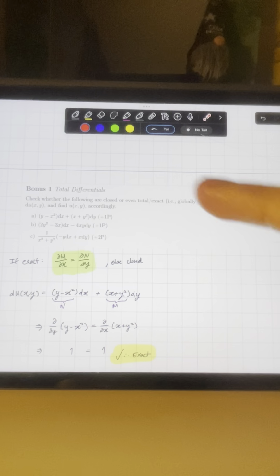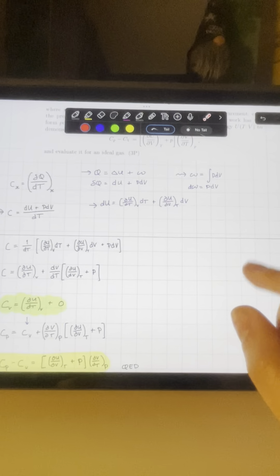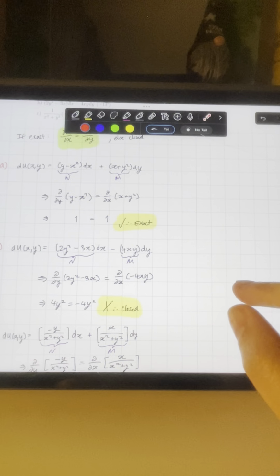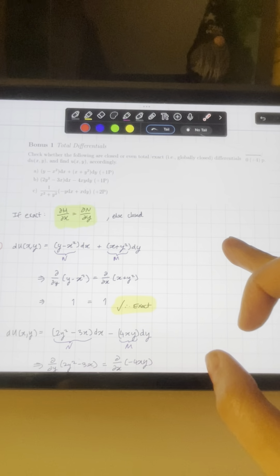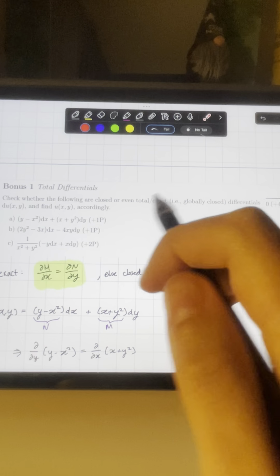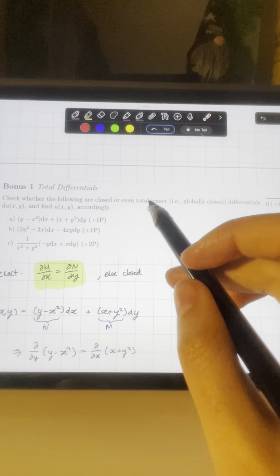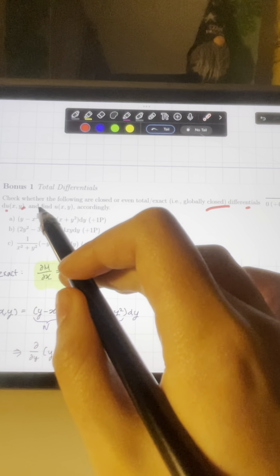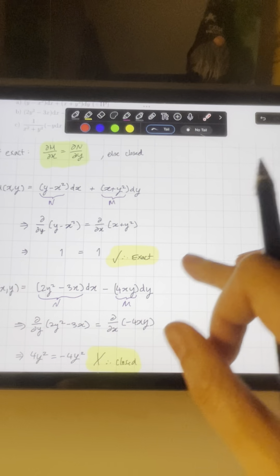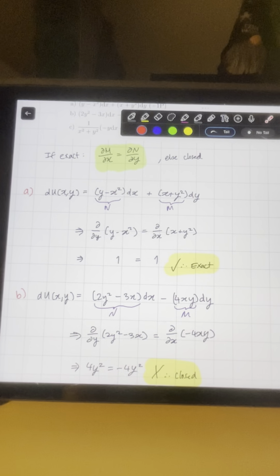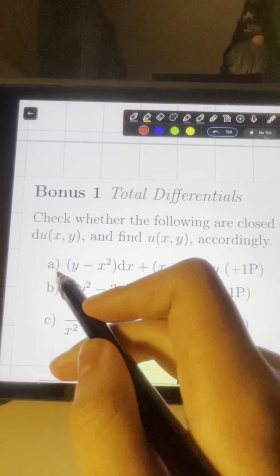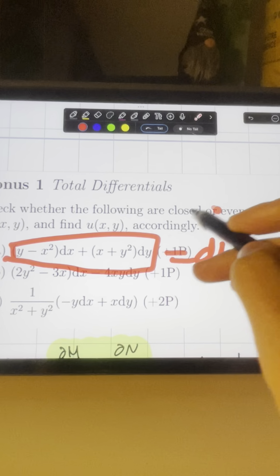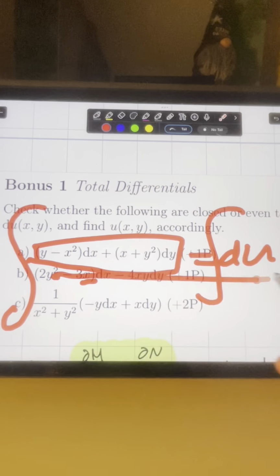There's a bonus on total differentials, which is what I was talking about up here with the du, the internal energy. Check whether the following are closed or even total or exact, i.e. globally closed differentials du, and find u accordingly. Here, I actually didn't find u, but to find u you just look at this. Okay, this is question 1, and this is equal to du. To find u, you do the integral, and these are pretty simple integrals.